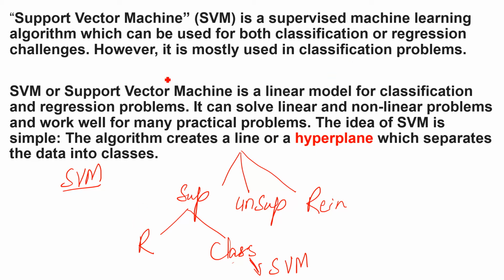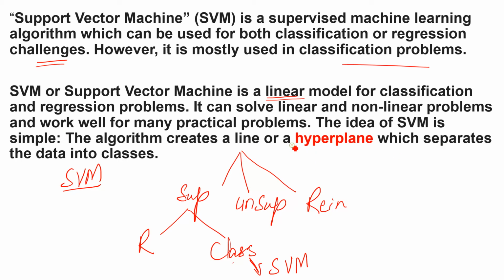Now, the same thing I have written here. SVM is a supervised machine learning algorithm which can be used for both classification and regression challenges. However, it is mostly used in classification problems. SVM is a linear model for classification and regression problems. Now see, the word is linear, and I will show you with the help of an example what is the meaning of this. It can solve linear and non-linear problems and works well for many practical problems.